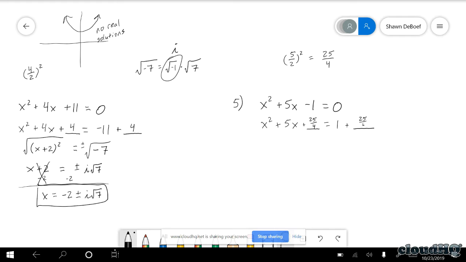We don't like decimals because sometimes decimals get long. I want exact answers. I don't want rounded answers. And sometimes decimals can get long if you try to keep them exact. Fractions are a neater type of number to work with. Five halves squared is 25 fourths.